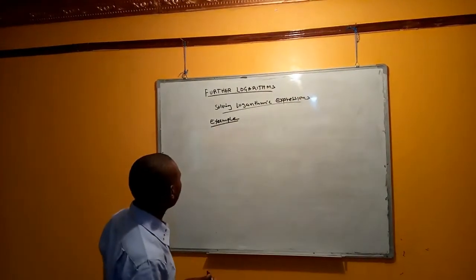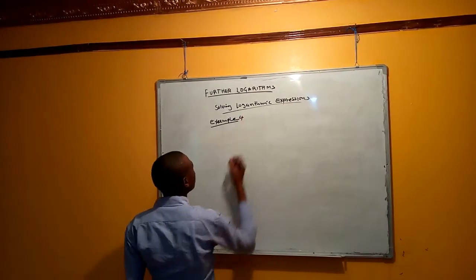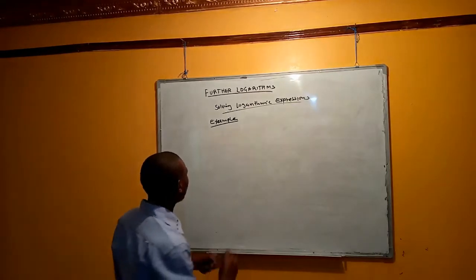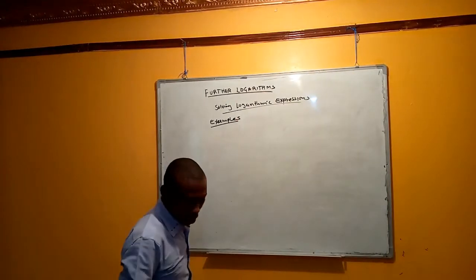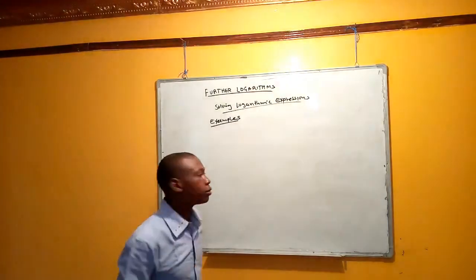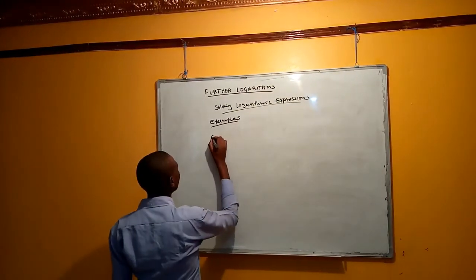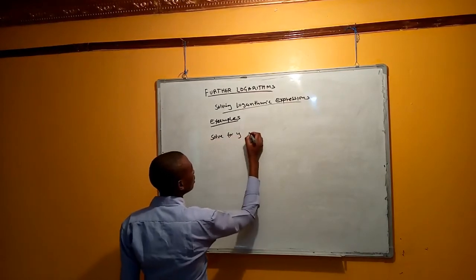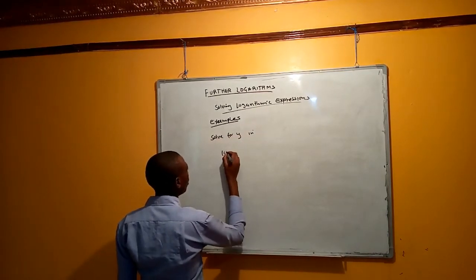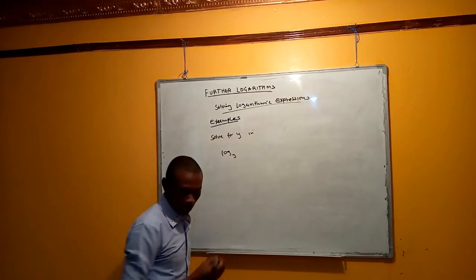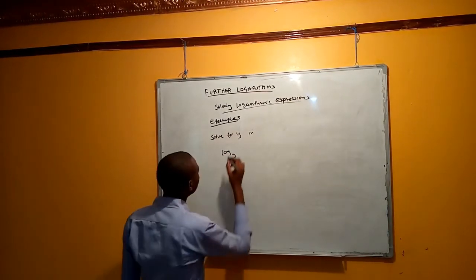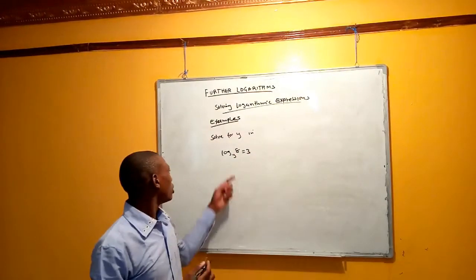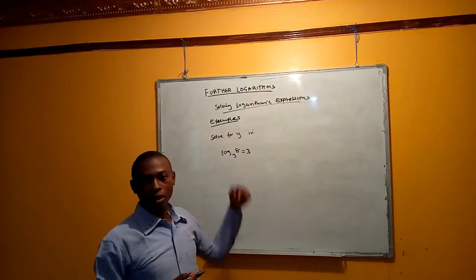This was example number 4, and now we talk about example number 5. Example number 5. You are told to solve for y in log to base y of 8 is equal to 3.